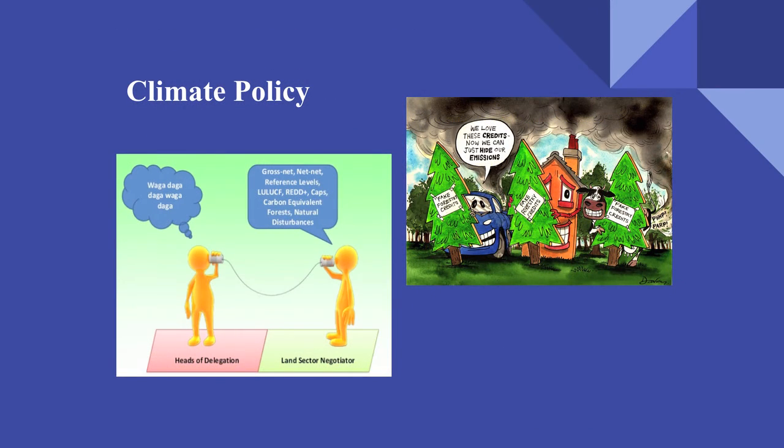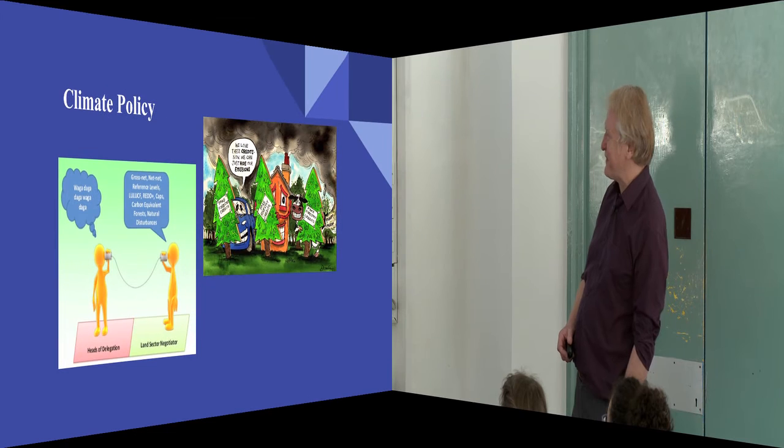Climate policy, very quickly, these slides will be available if anybody wants to look at them, but I like this slide. The guy on the right is the land sector negotiator who says gross net, net, reference levels, LULUCF, REDD, caps, carbon equivalent, forests and natural disturbances. He knows what LULUCF is all about. And then the negotiator on the left is saying wagga dagga dagga wagga dagga, because if anything is complex, if you think the CAP is bad, you should look at the LULUCF regulation.